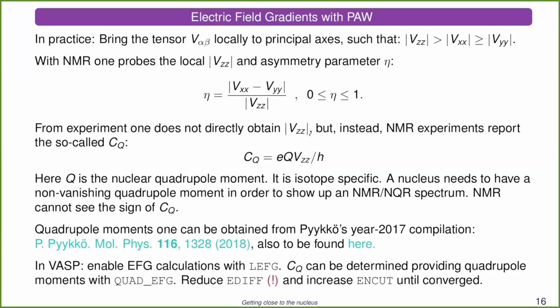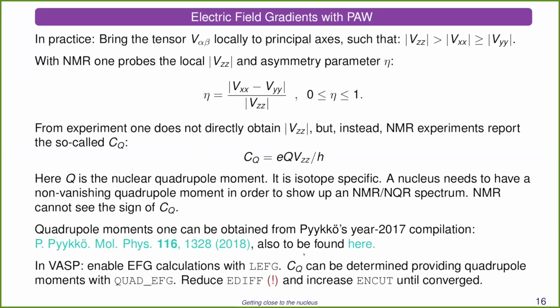If you want to do this in VASP, you just do a self-consistent calculation, and then you switch it on in the INCAR with LEFG equals true. And then you get the whole tensor, and you also get the principal axis, and you get all the components in the principal axis systems for all the nuclei. And if you give these quadrupole moments, it also gives you the CQs. So this you put in millibarn, and this you get out in megahertz, because here you divide by h. This sets somehow the scale in which this is calculated.